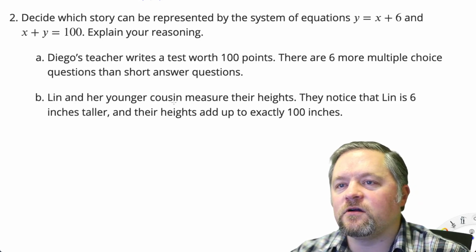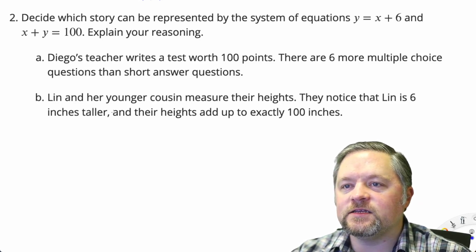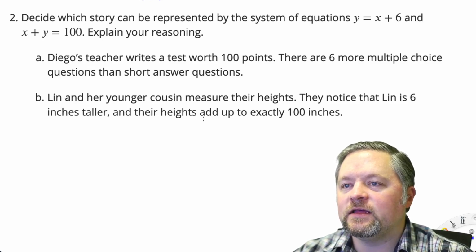Lynn and her younger cousin measure their heights. They notice that Lynn is 6 inches taller, and their heights add up to exactly 100 inches.